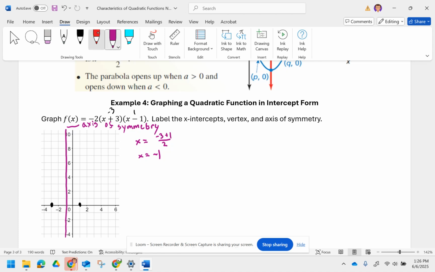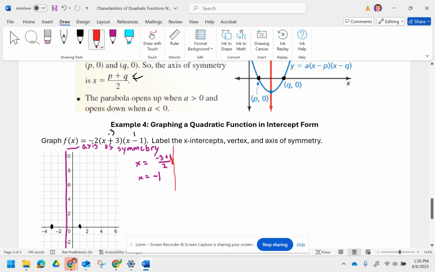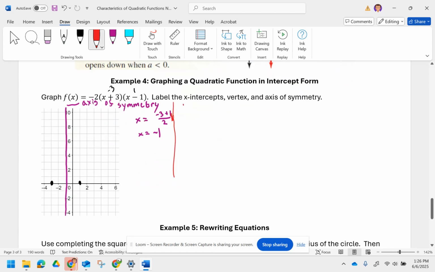Now we're going to use the axis of symmetry to help us find the vertex. Okay, by putting that value into our equation. So I want to know what the value of this equation is at -1.